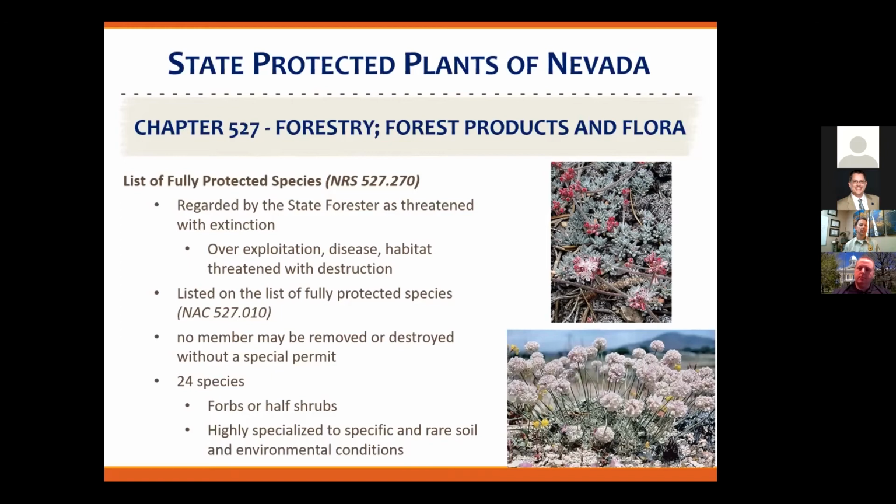And once they're there, then any kind of impact to them has to be permitted through us. This is one of our biggest challenge areas, because people are simply unaware. A lot of these things are little tiny wildflower looking things, or what we call half shrubs, which is a wildflower with a woody root, basically, or woody stem. And they're tied to specific soil chemistry and climatic conditions and these kinds of things.